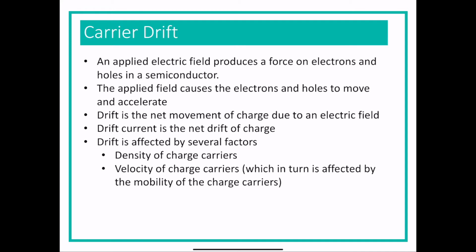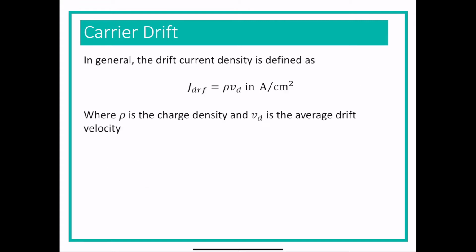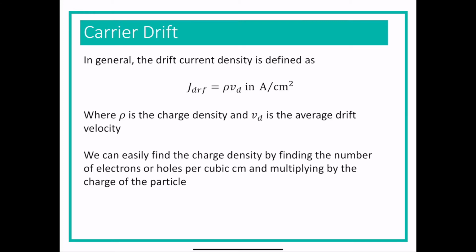So mathematically, current density is defined by the charge density, which, like I said, we can find, and the velocity, which we can't find. So charge density, you already know how to do that. You can find the number of electrons or holes per cubic centimeter, and you're experts at that now, sort of. You still need some practice, but you know that it can be done, and it's not that difficult to do.